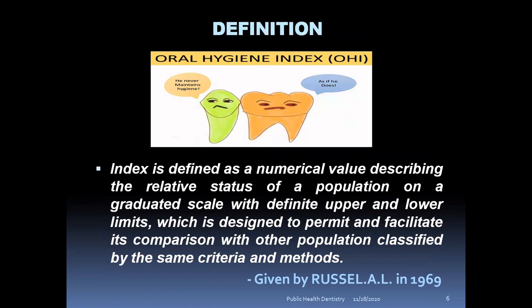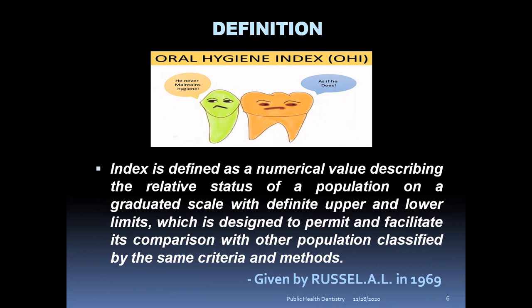Moving on to the definition, index is defined as a numerical value describing the latest status of a population on a graduated scale with definite upper and lower limits, which is designed to permit and facilitate its comparison with other populations classified by the same criteria and methods. It's given by Russell A.L.